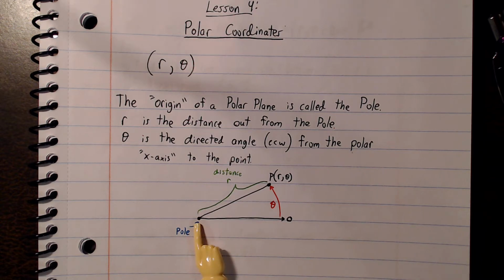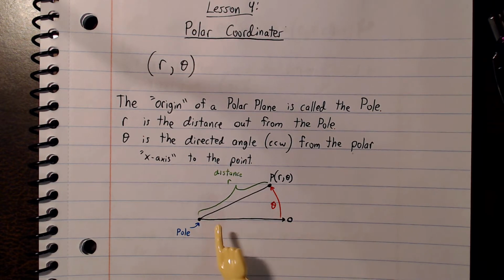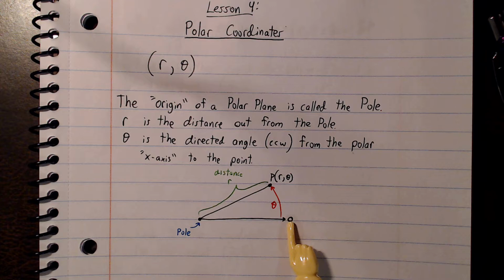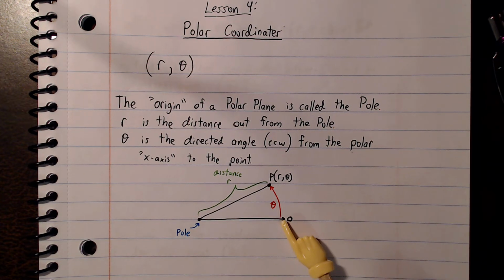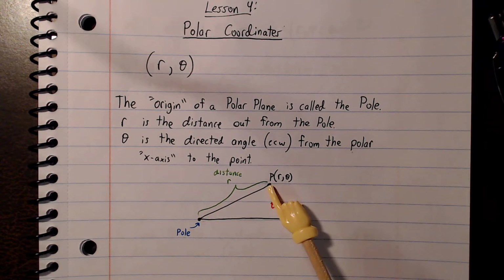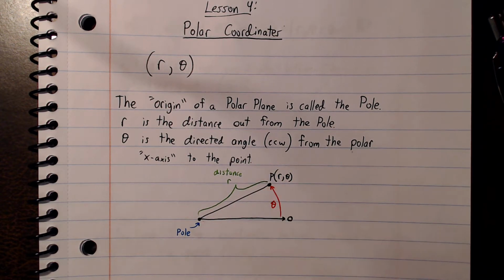So here you would have a pole. This would be the x-axis of the polar coordinate plane, starting at 0 radians, and we would be traveling so many radians out a certain distance for that particular point.